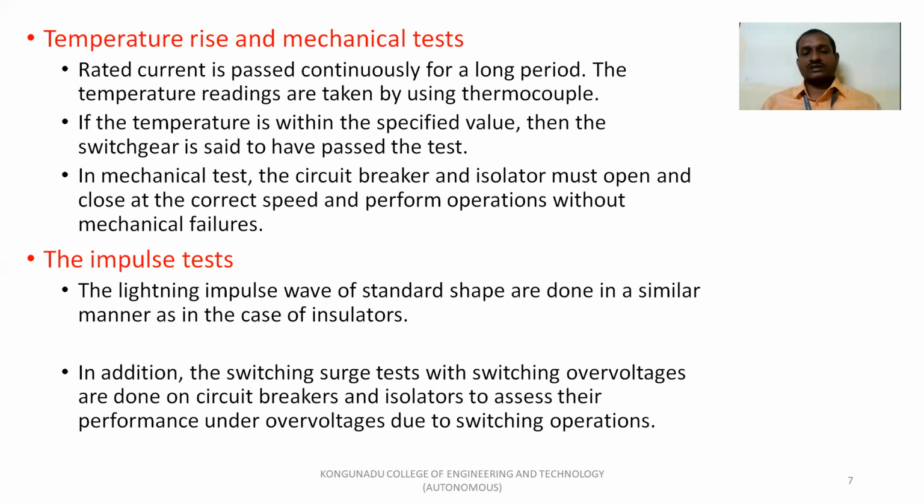Next is the impulse test. The lightning impulse wave of standard shape is applied in a similar manner as in the case of insulators. So we are going to provide the standard impulse voltage as a test voltage, apply the impulse test voltage, and verify whether our circuit breaker can withstand this voltage or not. In addition, switching surge tests with switching over voltages are done on the circuit breaker and isolator to assess their performance under over voltage due to switching operation. We are also going to apply the switching over voltage to the circuit breaker and test its ability.